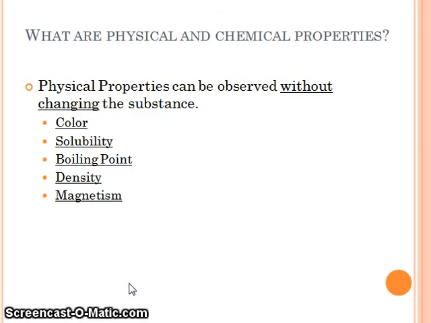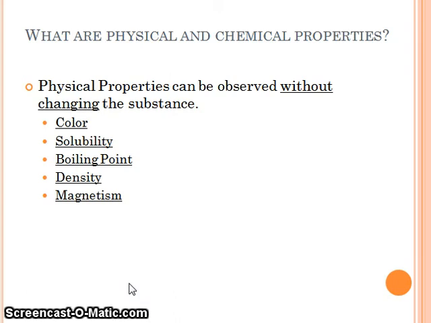There are two kinds of properties: physical properties and chemical properties. All types of matter have these properties. Some types of physical properties are color, solubility, boiling point, density, and magnetism. These are properties that you can observe without changing what it is that you're looking at. You can look at gold and see that it has a luster, that it's shiny, and you can see that without changing gold into something else.